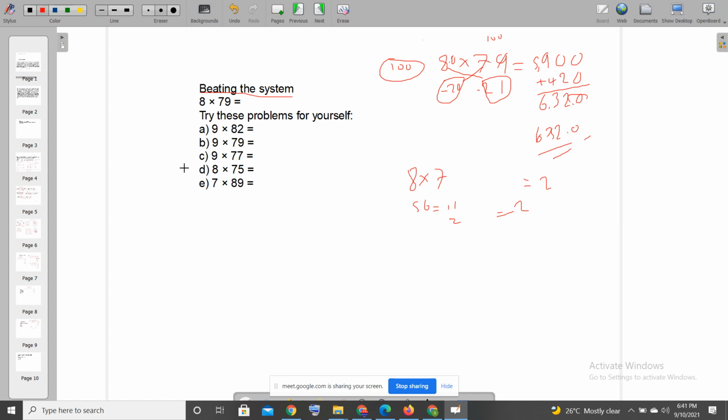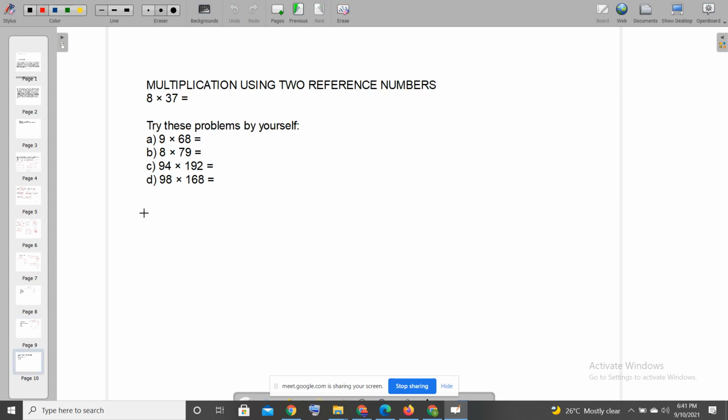I'm done. Okay, thank you. So now let's continue. So now we move on to our topic. This topic is multiplication using two reference numbers. So far you already know how to use one. We have to write this one. Yes, that is the topic. While I'm explaining, you can write them down.